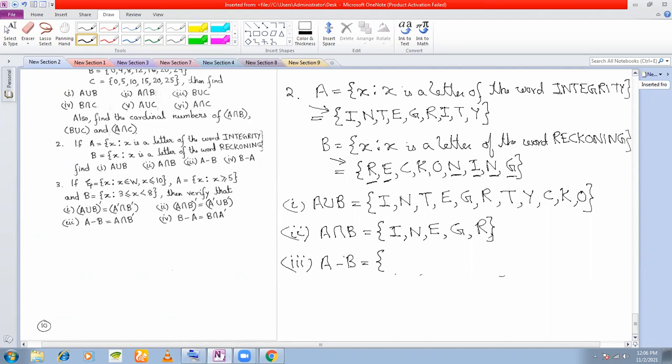So from A, if you remove all the elements of B, what are we going to remove? We are going to remove I. We are going to remove N, which is there in B. We are going to remove E. We are going to remove G, and we are going to remove R.